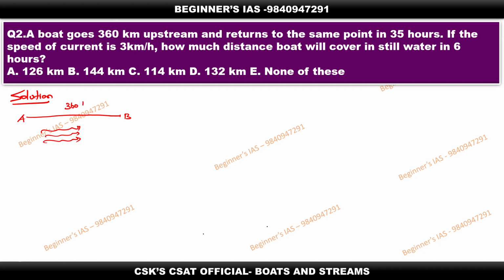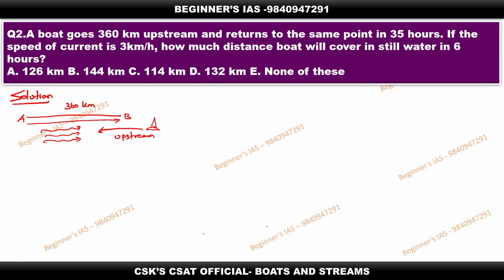So here 360 km. Upstream means the boat is moving against the river, so this is nothing but the upstream. Here the boat is moving in this direction, water is flowing in this direction. Now it reaches the point A. After reaching this point A, it has to come back to the point B. So the return distance is also 360. Here in return, you can call that downstream, since the boat is moving along the river.